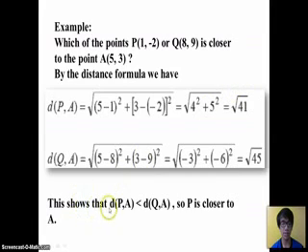So it shows that distance PA is smaller than distance QA. So we can conclude that P is closer to A. When we use the formula and get all the data, we can answer the question correctly.